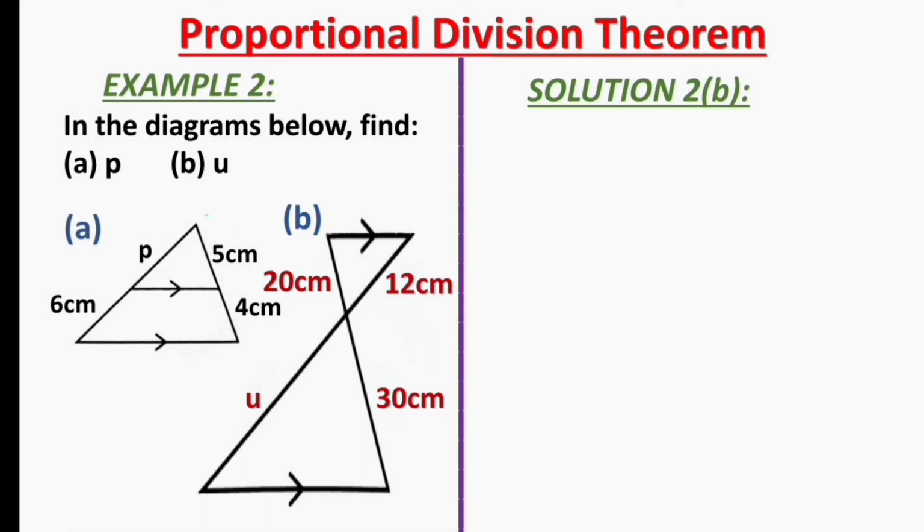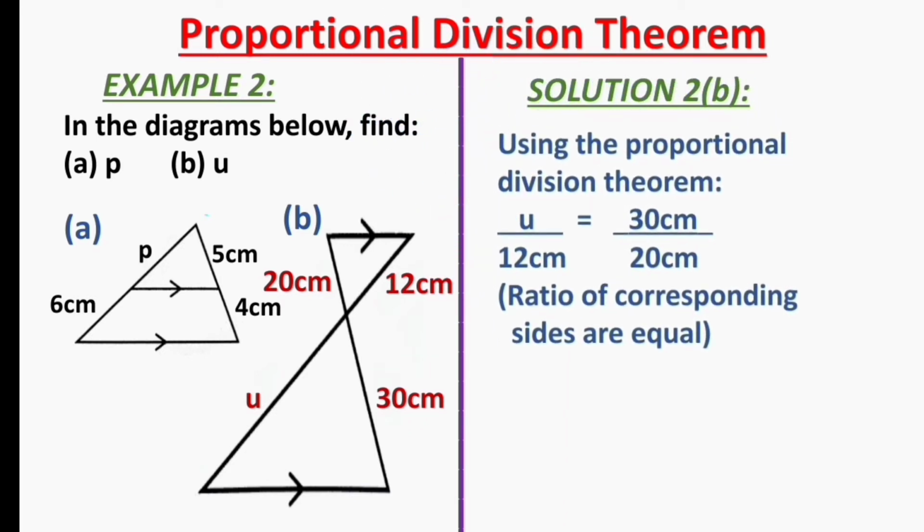Now looking at a solution to question 2b. Using the proportional division theorem again, let's look at the ratio of corresponding sides being equal in the diagram. We are going to have these equal ratios. U divided by 12 centimeters should be equal to 30 centimeters divided by 20 centimeters. Now if you solve this equation, what will be your value for U?